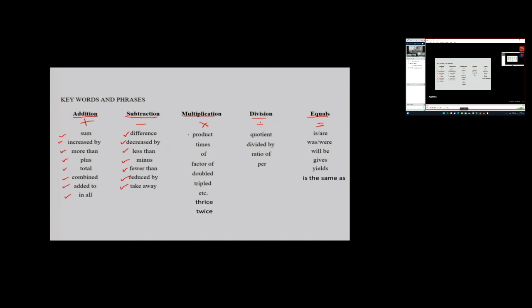As for multiplication, we have product, times, of, factor of, doubled, tripled, and we have thrice and twice. It means you are going to use multiplication. As for division, you have quotient, divided by, ratio of, and per. I just want you to know this since you already took a photo of it, because later we are going to use this to translate some statements into linear equations.